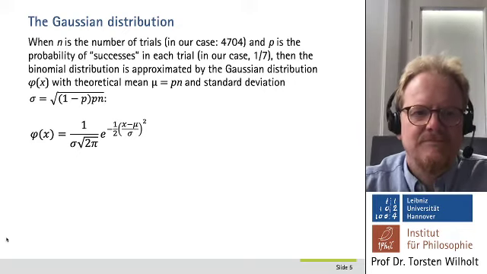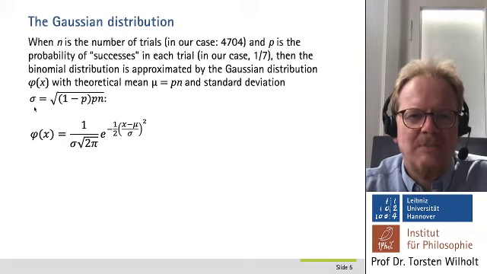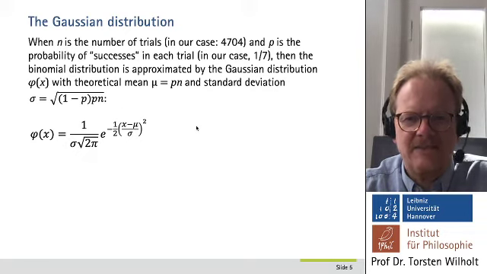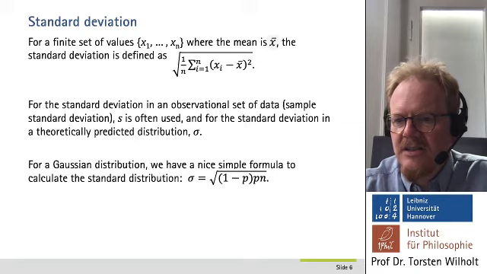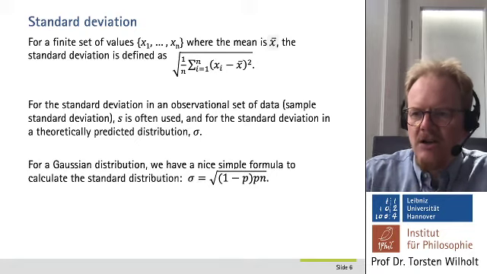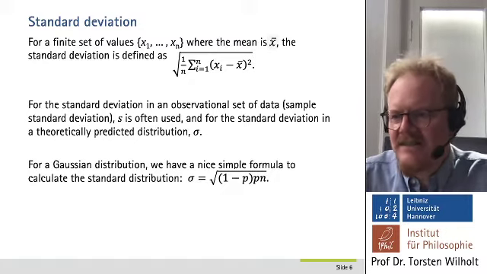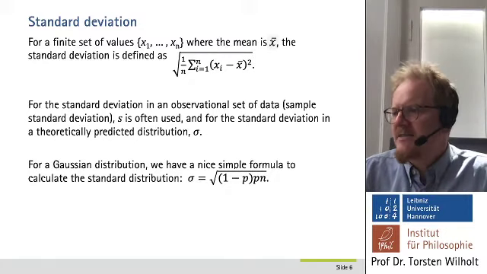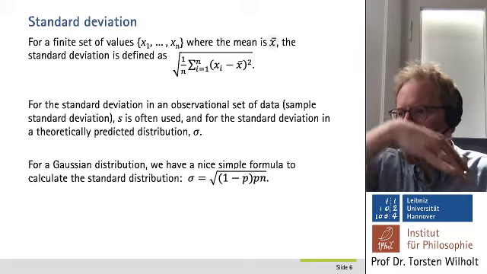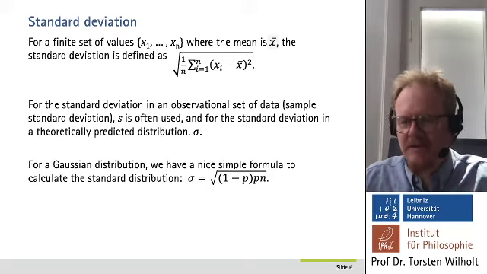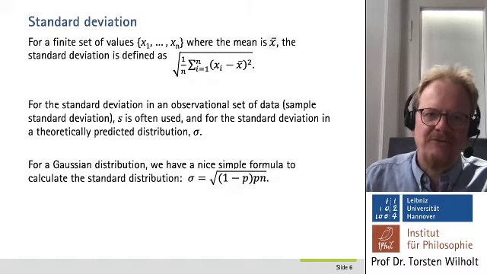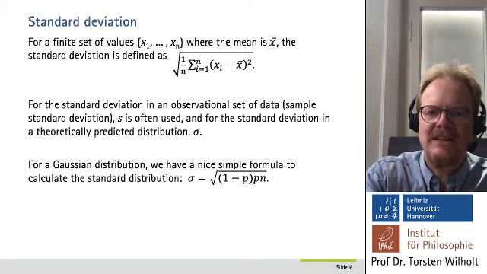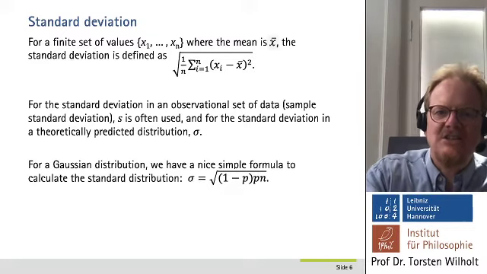But we want to look a little bit more into this thing called standard deviation and what it is. Standard deviation is a measure of how much dispersed a sample of values is. And it doesn't just apply to these kinds of normal distributions or Gaussian distributions. It can be applied to all kinds of sets of values. For a finite set of values where the mean value is this, the standard deviation is defined as this.